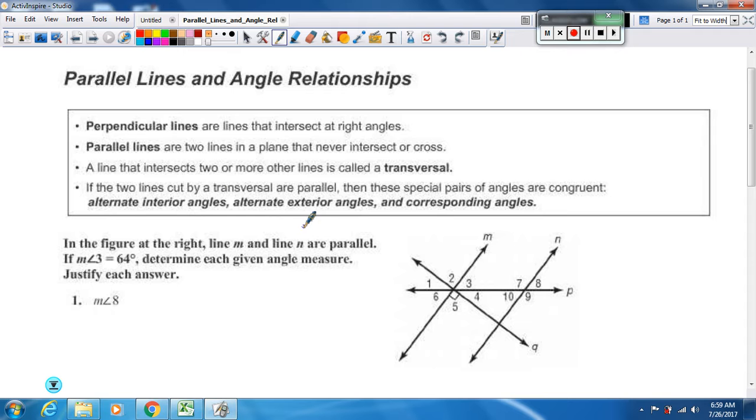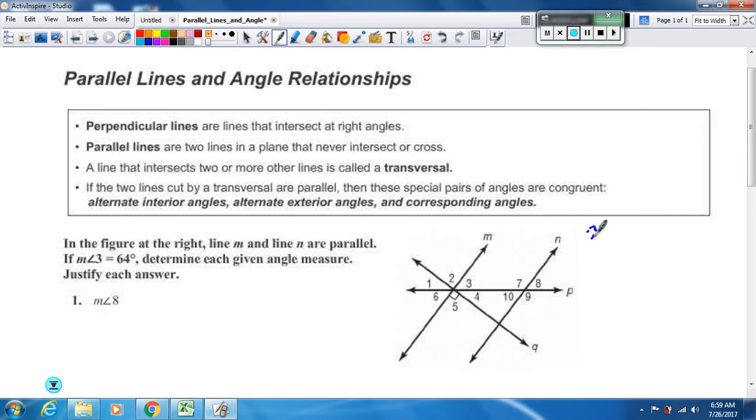When two parallel lines are cut by a transversal, these special pairs of angles are congruent. That means they have the same measure. So alternate interior angles, alternate exterior angles, and corresponding angles. It would help if you knew what all those were.